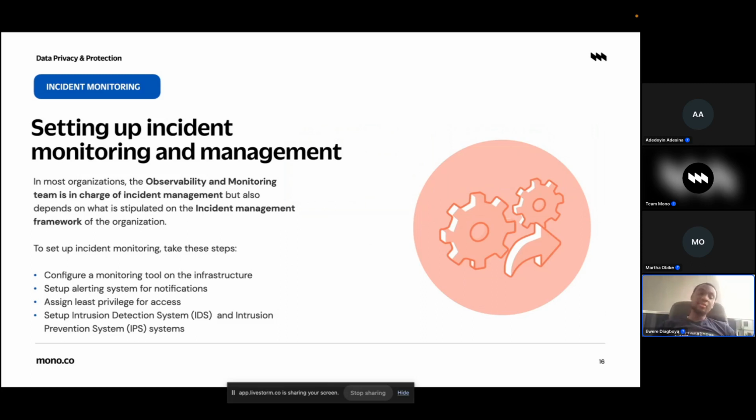The next is setting up alerts for system notifications. So apart from just monitoring, you might monitor, but trust me, you're not going to sit on the computer 24/7 to look at what the dashboards are saying or what the numbers are saying.